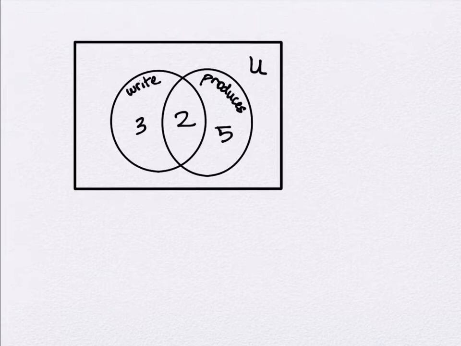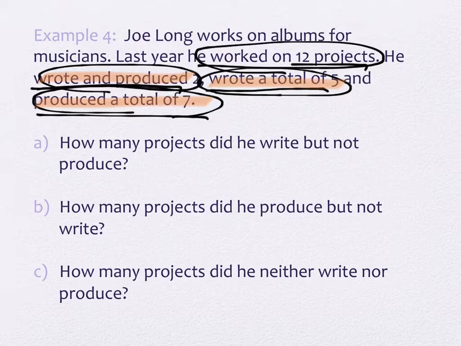How many do I already have? 10, so I need 2 more. So these 2 on the outside, he did something else. He didn't write them, he didn't produce them. Maybe he sang, maybe he banged on a drum. I don't know. He did something different, right? So once we have all those pieces filled in, we can answer the question that's posed.